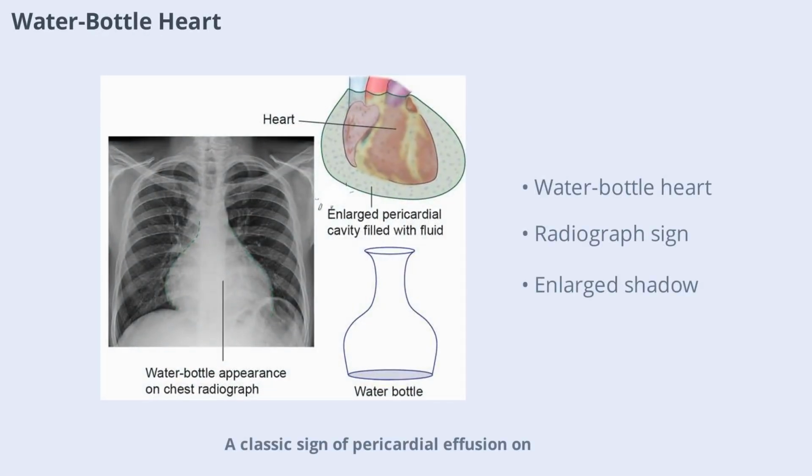The classic sign of pericardial effusion on a chest radiograph is the water bottle heart. This refers to an enlarged cardiac shadow that resembles the shape of a flask or water bottle. Such radiographic findings are important clues for clinicians in diagnosing pericardial effusion and initiating appropriate treatment.